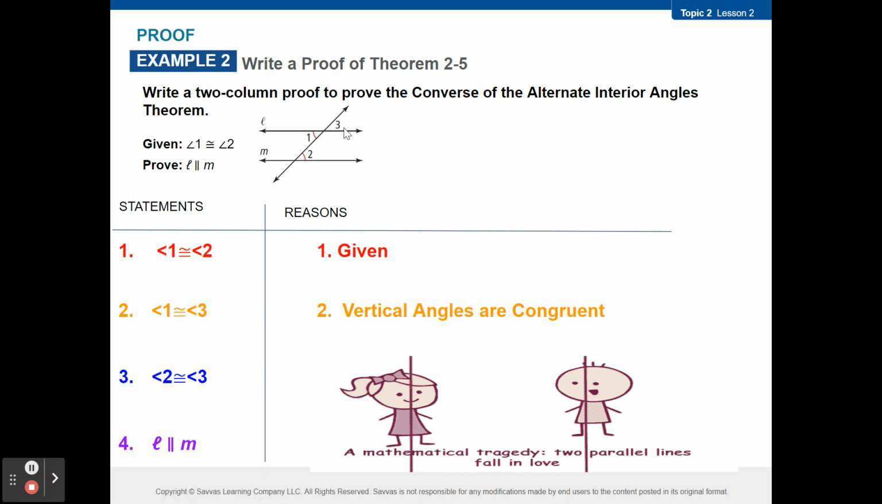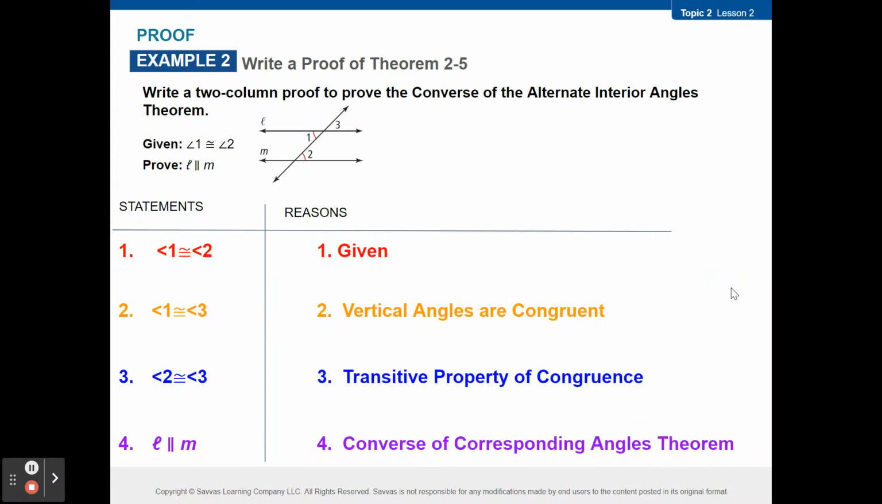Now that I've proven those congruent, I can state that these 2 are parallel by what? And now you can use something else. You can use the thing I just said you couldn't use before. What is it? Good. Converse of corresponding angles theorem. Very good. Converse of corresponding angles theorem.